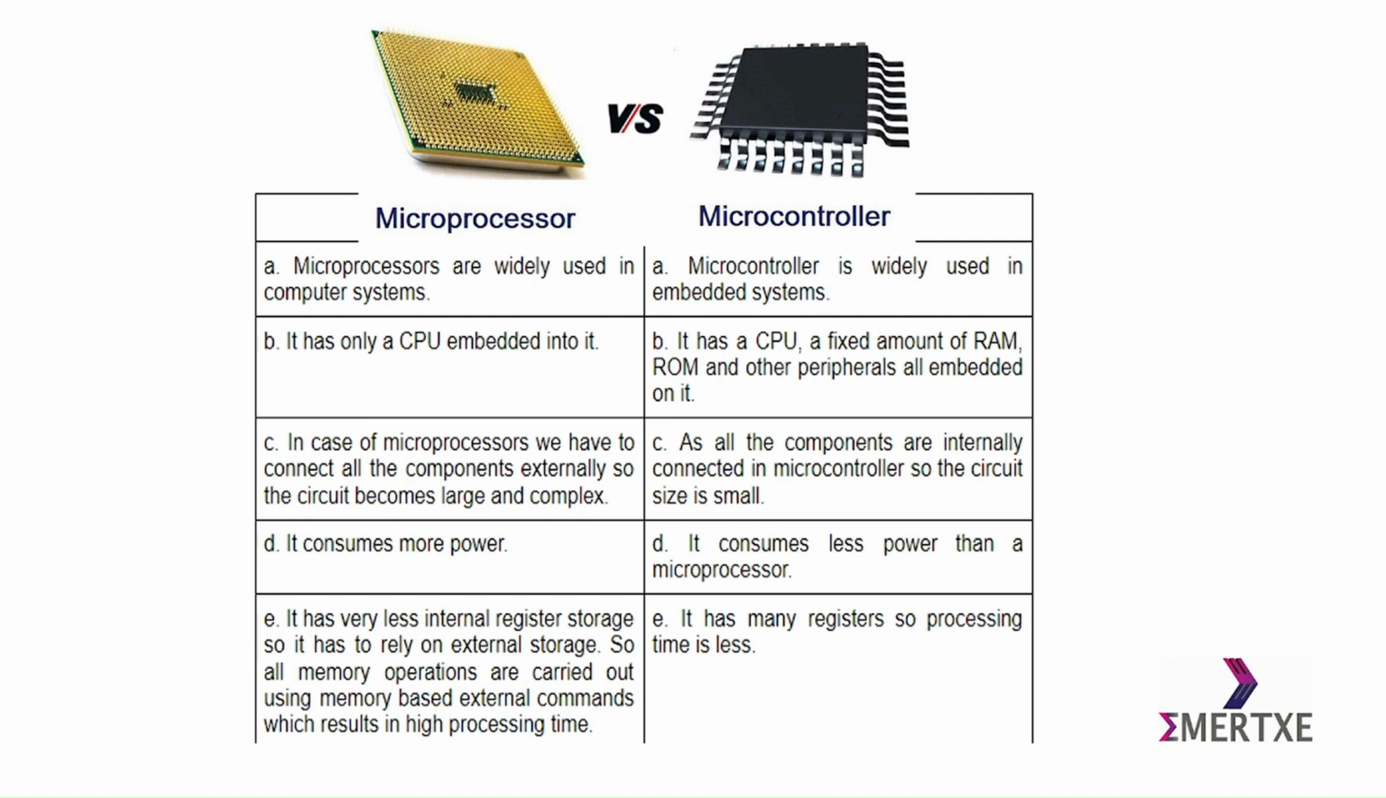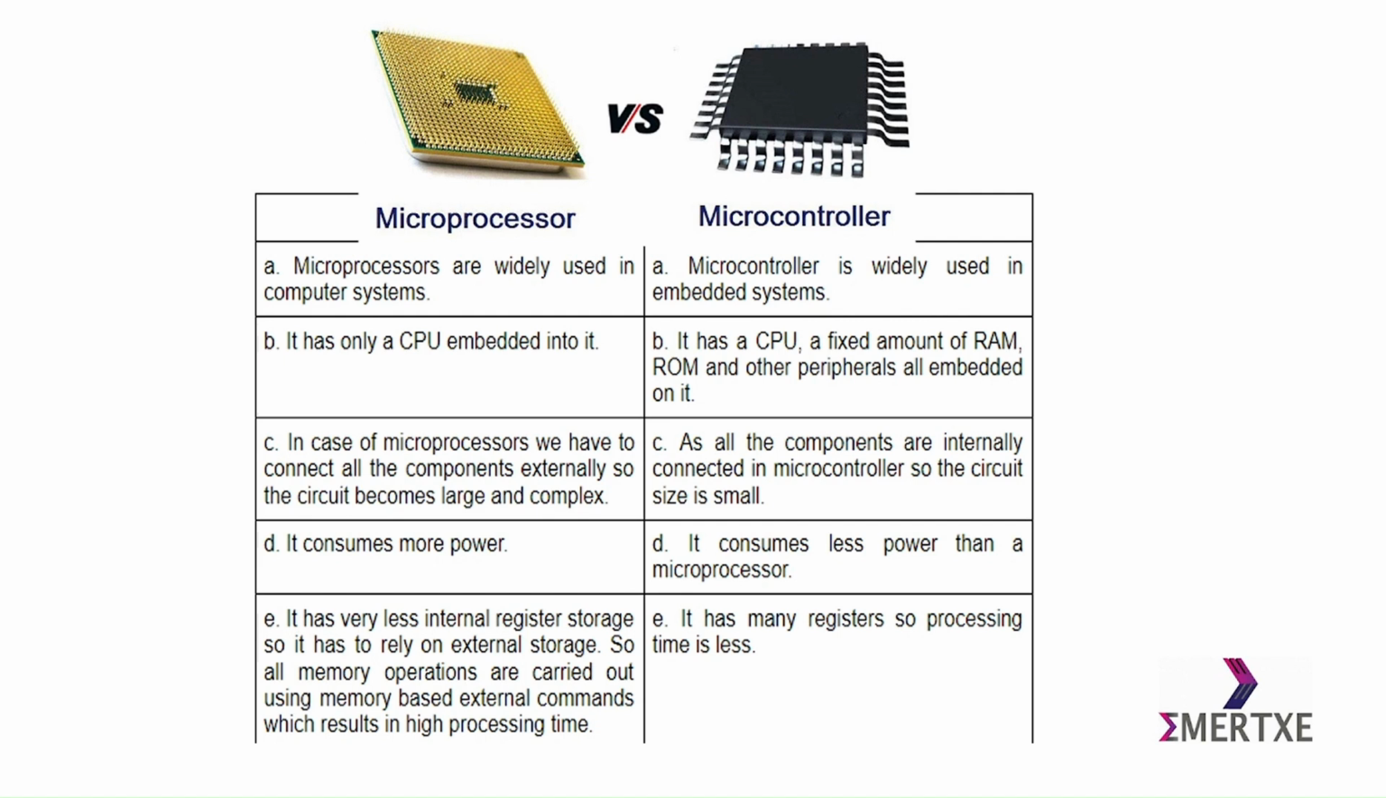In a microprocessor, only the CPU is embedded. In a microcontroller, there is a CPU, a fixed amount of RAM and ROM, and other peripherals all embedded on it. In the case of a microprocessor, we have to connect all the components externally, so the circuit becomes large and complex. In a microcontroller, these components are already available, so it is small in size. A microprocessor consumes more power, whereas a microcontroller consumes less power.